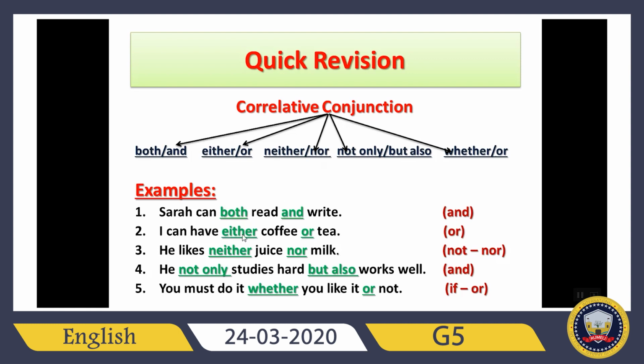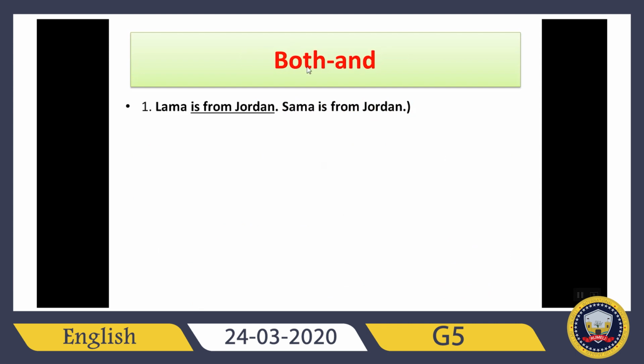I can have either coffee or tea. He likes neither juice nor milk. He not only studies hard but also works well, and you must do it whether you like it or not. So this is the revision. Now I want to discuss and explain how we can use both and to join two sentences.